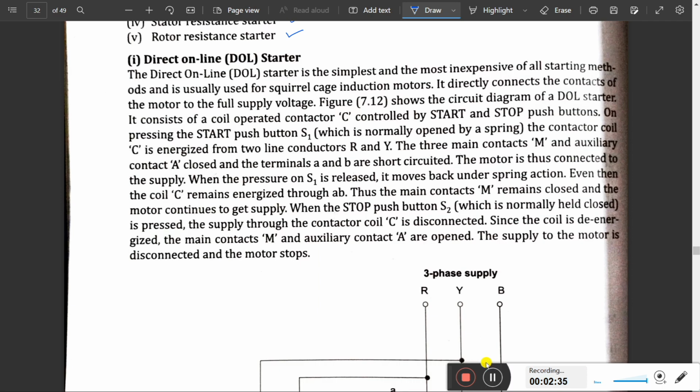Now, if you observe the first method, direct online starter. The direct online starter is the simplest and most inexpensive of all starting methods, usually used for the squirrel cage induction motor. It is directly connected to the terminals of the motor to the full supply voltage. So, this shows the circuit diagram of the direct online starter. It consists of a coil operated contactor C controlled by start and stop push buttons.